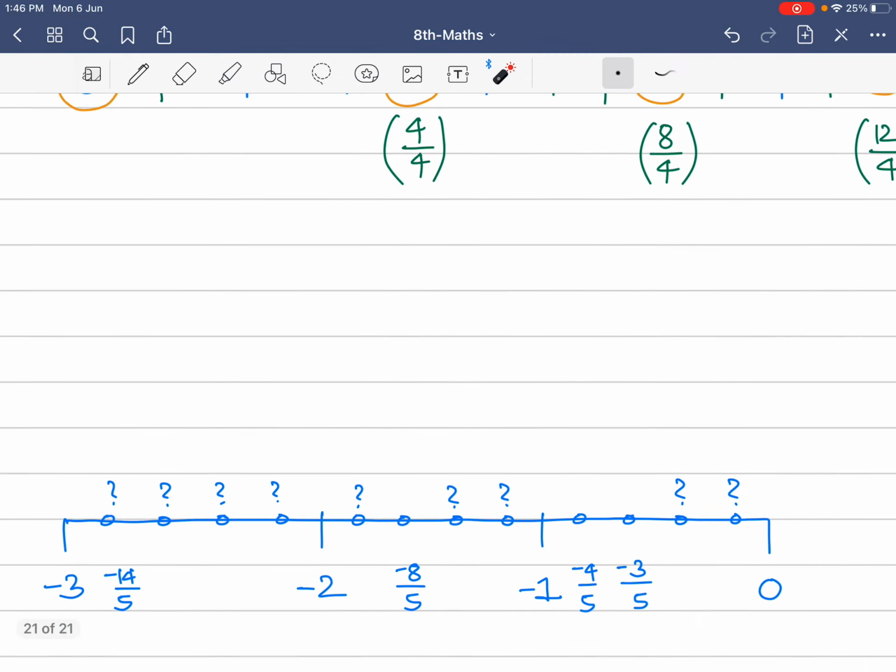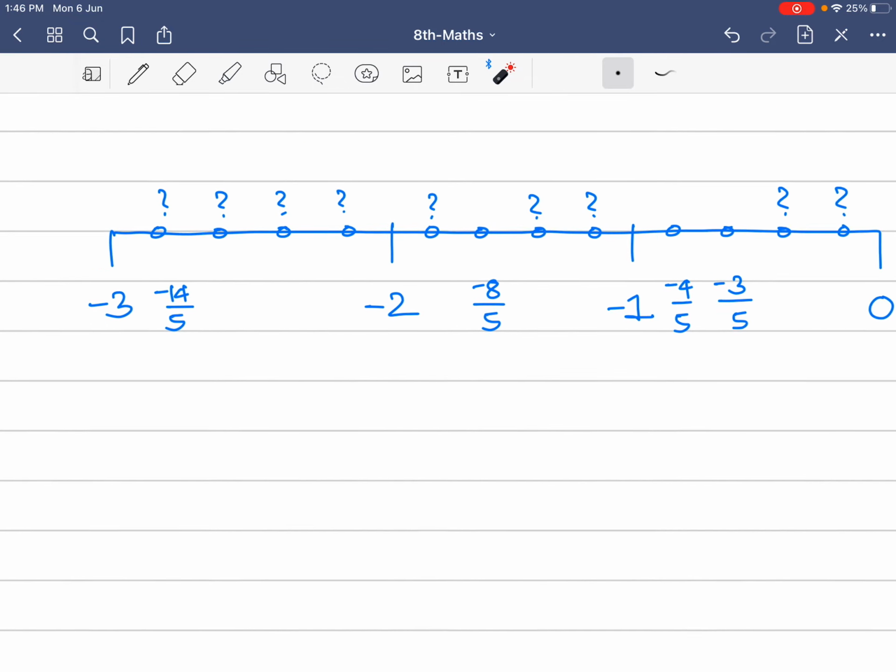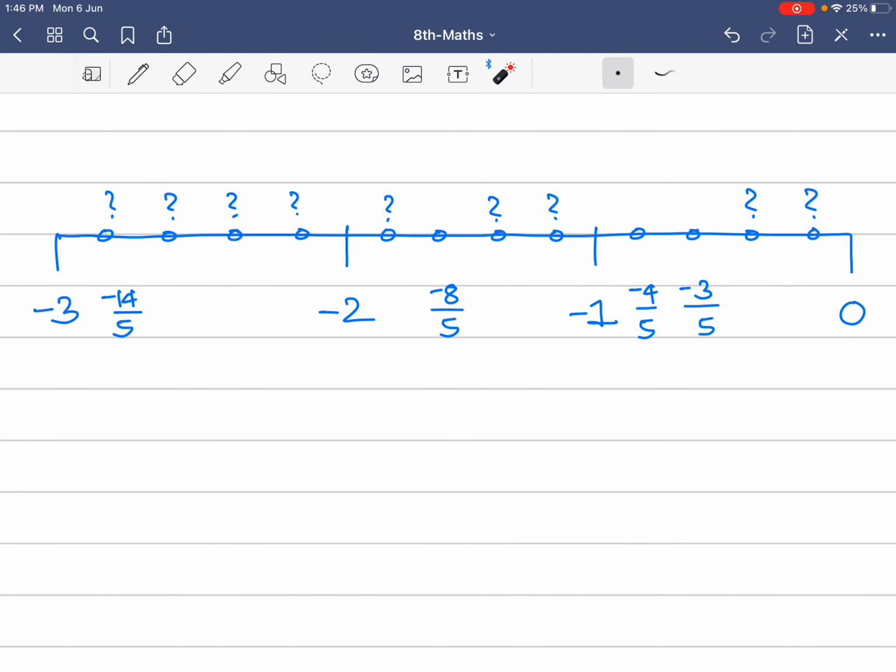Now similarly we have another number line here. The only difference is here we have the negative integers. So first let me circle the integers here. This is our -3, this is our -2, this is our -1, and this is 0. These are our integer values on the number line, and again in between there are some marks they have put. These are the question marks we have to fill.